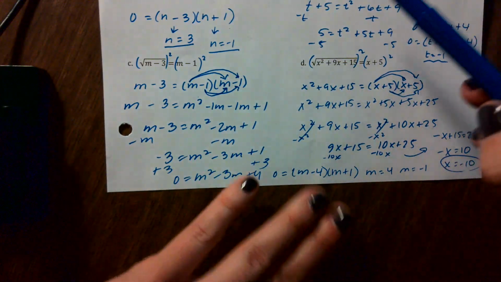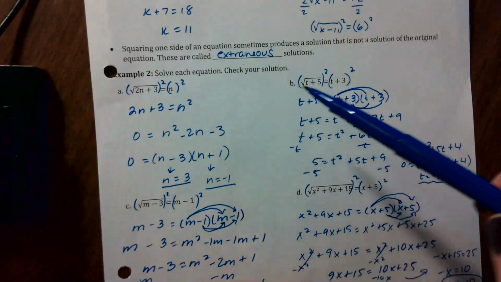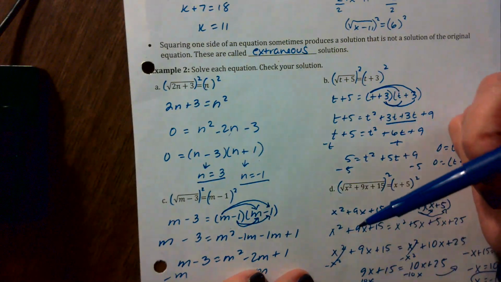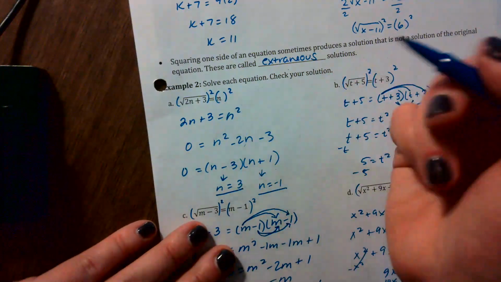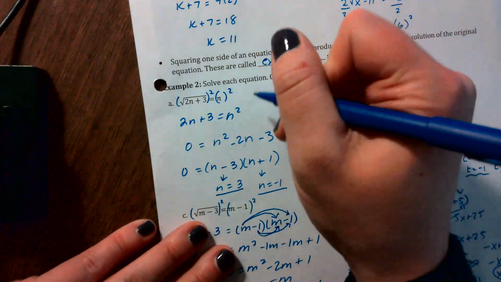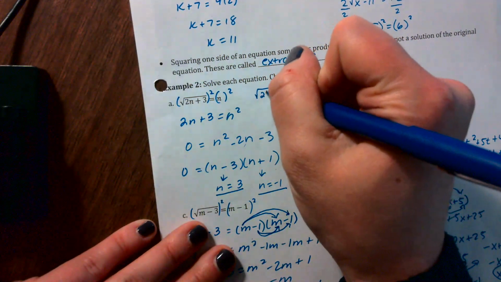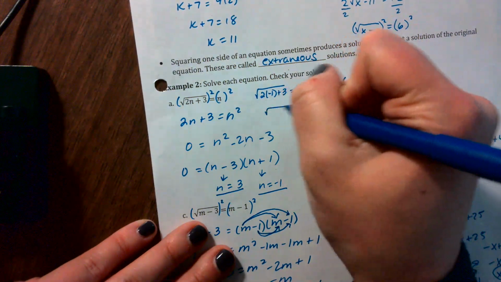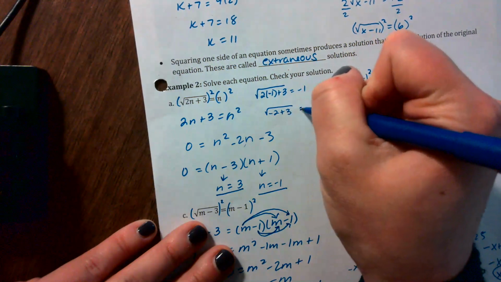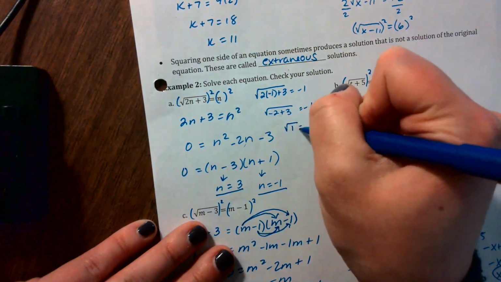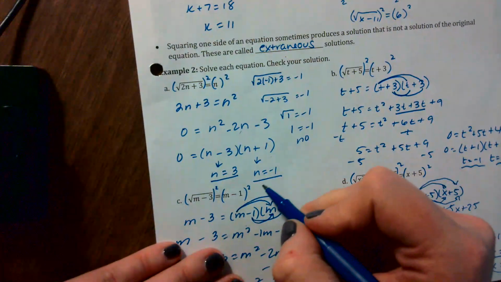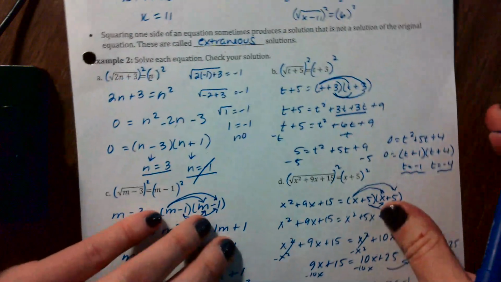Right? So like we said, we might get what's called extraneous solutions, solutions that don't work. If I plug 3 in, will it work? Yes. If I plug -1 in, will it work? No, because I can't be equal to a negative. So only 3 works.